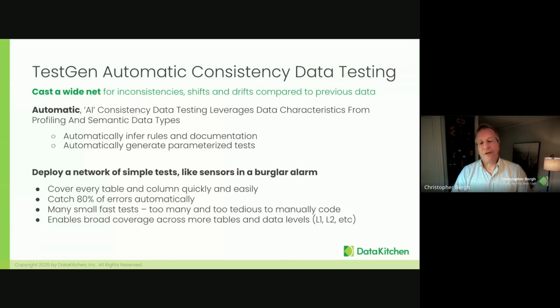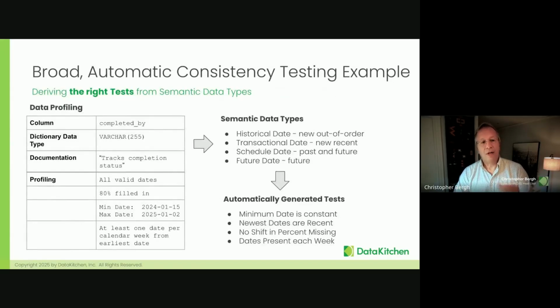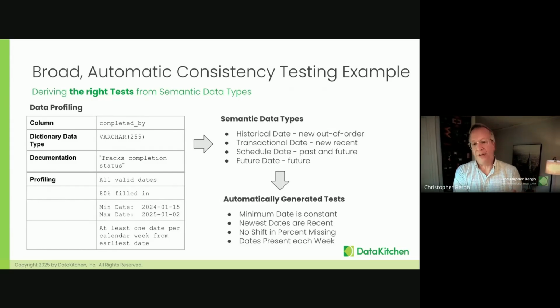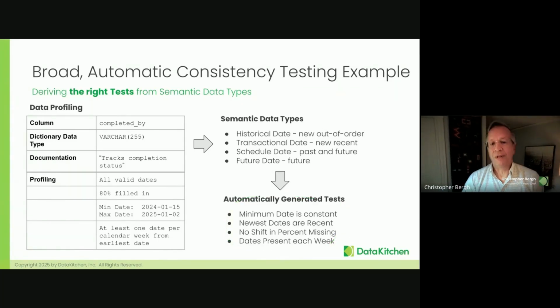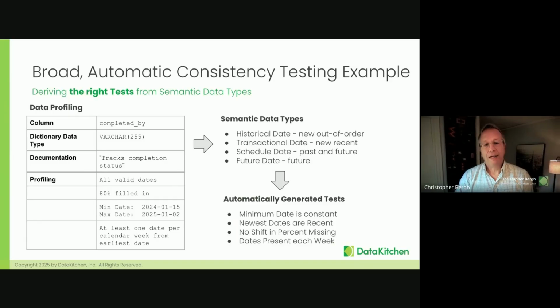It infers it from profiling data and from what we call semantic data types. And then it generates these tests. The real key is deriving the right tests. So there are characteristics of the data that TestGen does. It's got 51 profiling characteristics. Part of that is developing what we call semantic data types. And then it takes those semantic data types and automatically generates the right tests for the right column. So there's a lot of smarts in here to be able to make that happen, from the profiling data and the semantic data types to automatically generate tests.